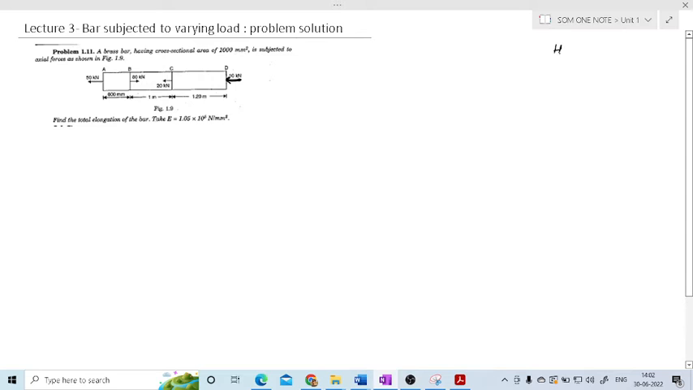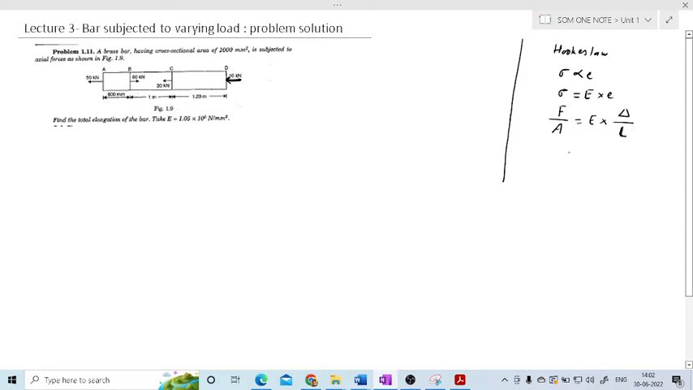So first I will write here Hooke's law. Now what is this Hooke's law? In Hooke's law, the stress is proportional to strain. So the stress will be equal to modulus of elasticity into strain. So this modulus of elasticity is nothing but the proportionality constant. Now what is meant by stress? Stress is nothing but force divided by area, and strain is nothing but change in length upon original length. So I have represented the change in length by delta.